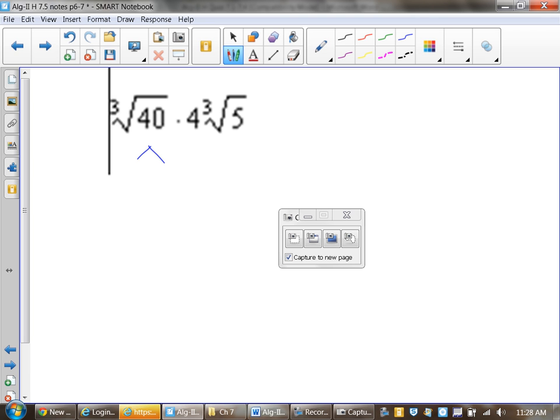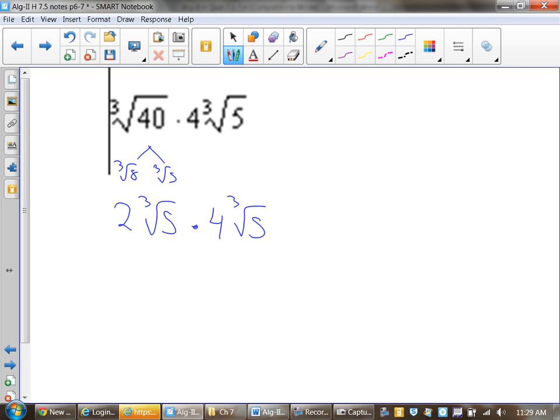This breaks out to be the cube root of 8 times the cube root of 5. So you have 2 cube root of 5 times 4 cube root of 5. A couple of ways of going about it. Now that I'm starting to think about this, I think this is kind of a garbage problem because I don't think we did a property like this.